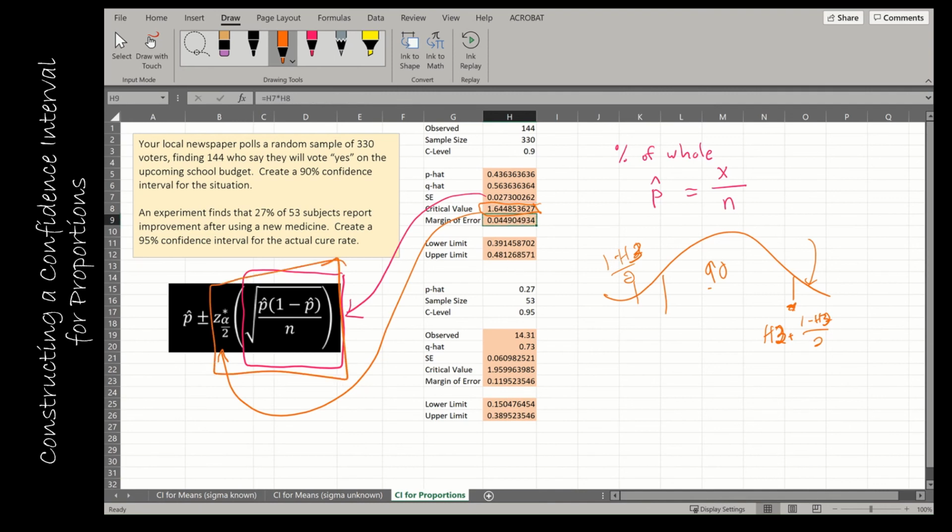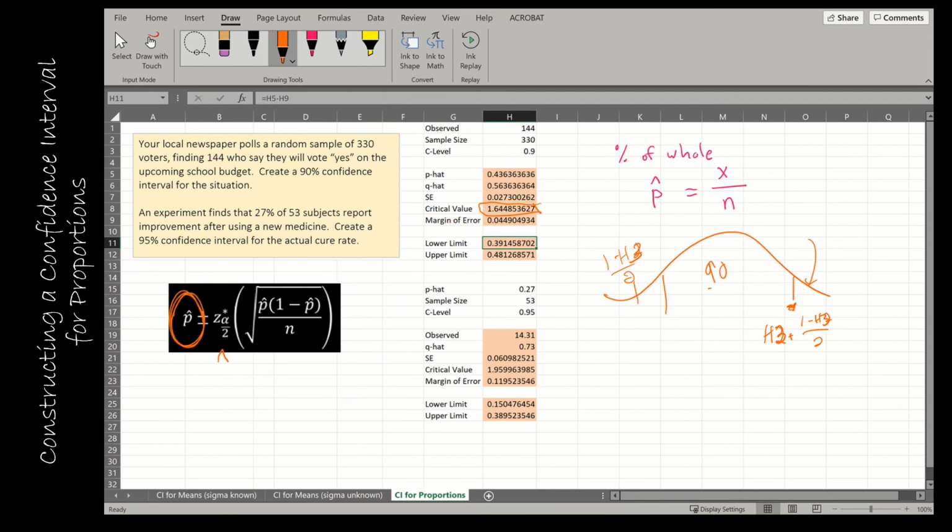So then the margin of error is all of this side. This entire side is the margin of error. Notice I'm just multiplying those two values together. And then just like we did last time, the lower limit is the p hat. So now this is my center. That's my point estimate, p hat. And then I'm going to subtract the margin of error and then add the margin of error.